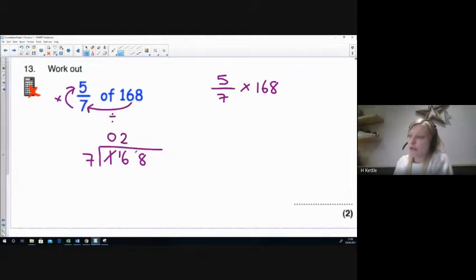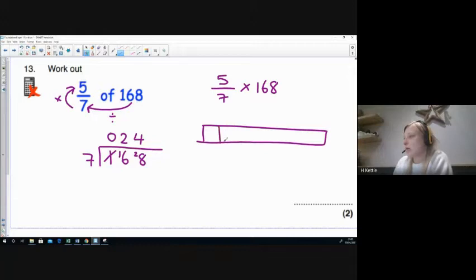And there's 2 left over because 2 lots of 7 is 14. 2 left over, so carry the 2. And 7 into 28 goes 4 times. So that's 24. So 1/7 of 168, if I draw it as a bar, 1, 2, 3, 4, 5, 6, 7, 1/7 is 24. So we've divided it into 7 parts.